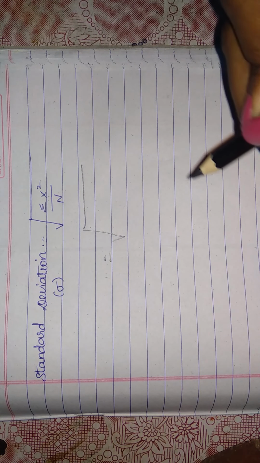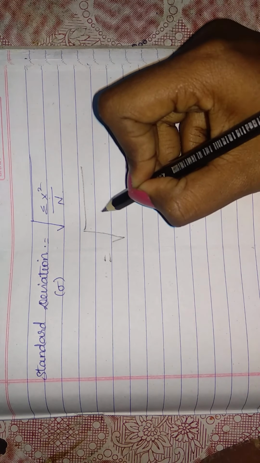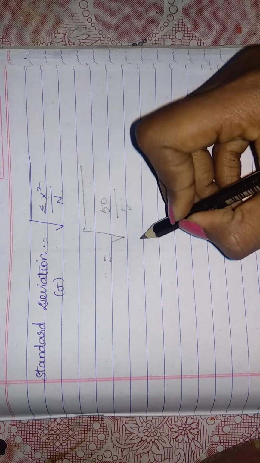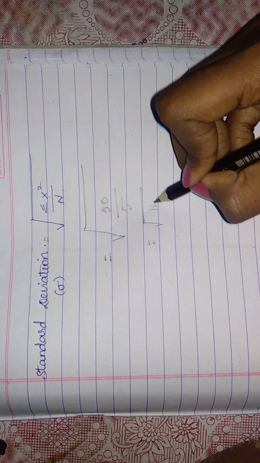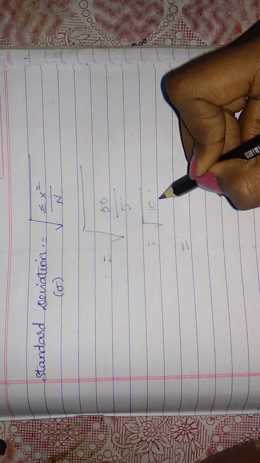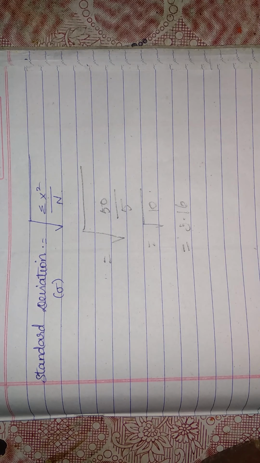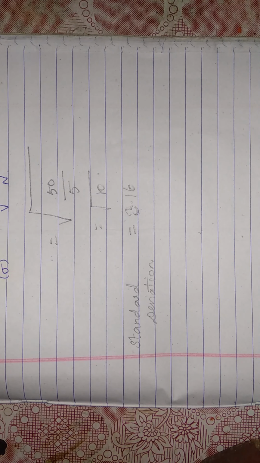We have found from the solution box that the summation is 50. The number of observations is 5. So the root of 10, if I take the square root of 10, the answer will be 3.16. Now we found the standard deviation value by using the actual mean method under the individual series.